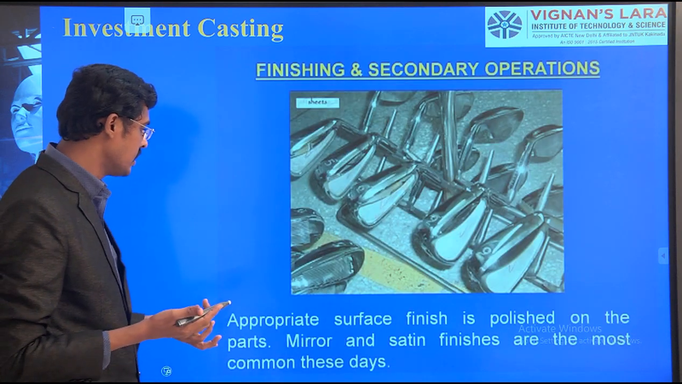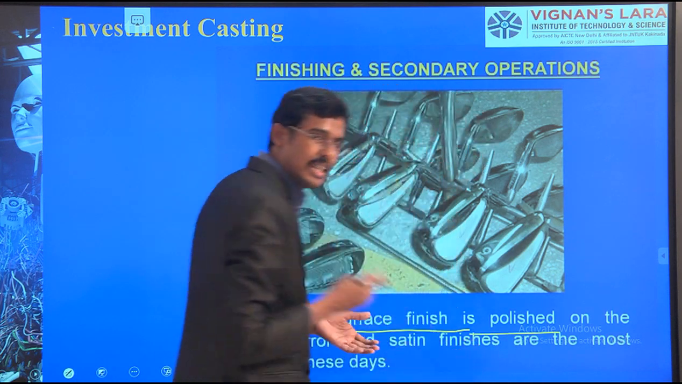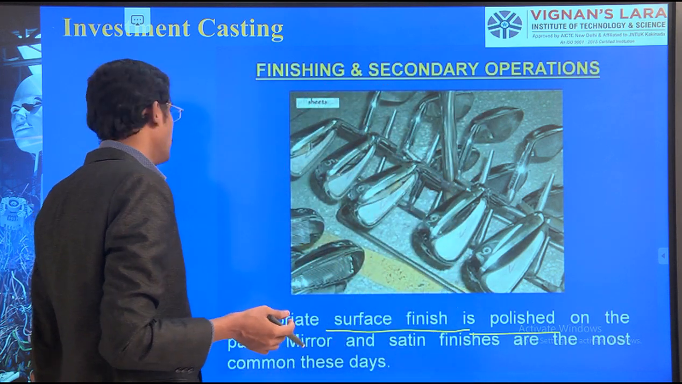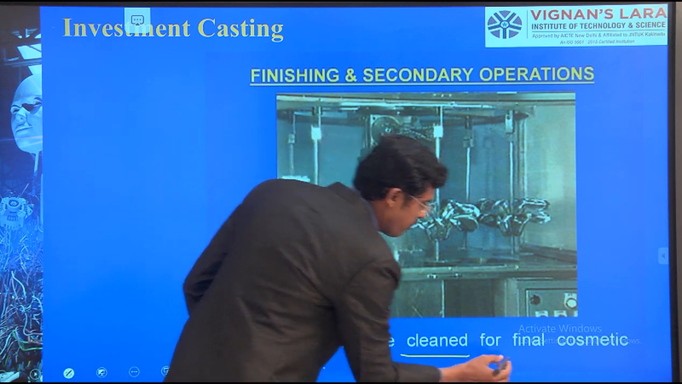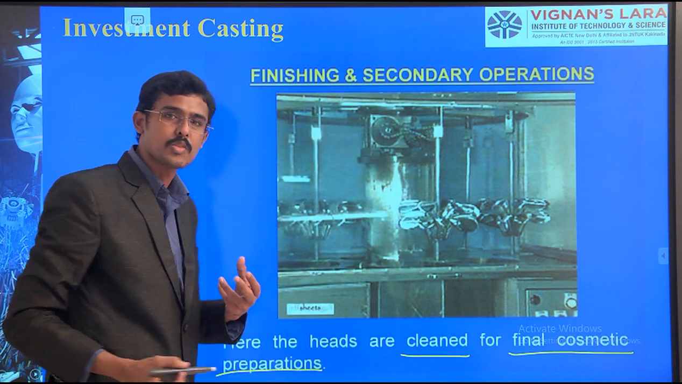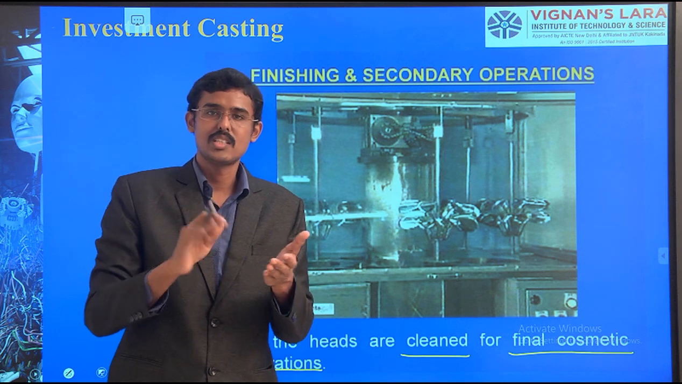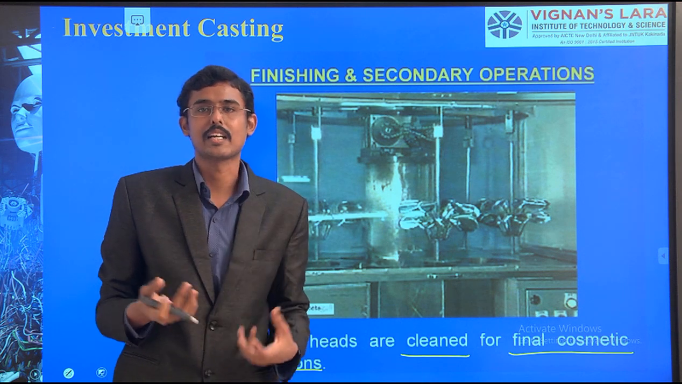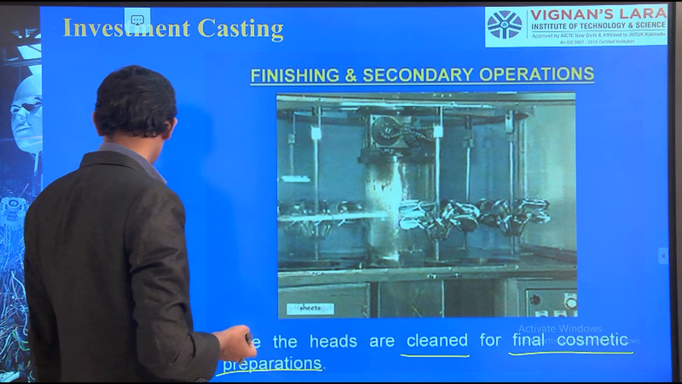After that, if needed, we can go for surface finishes. Surface finishes, polishing, painting, coating, those things we can do. See, here the heads are cleaned for final cosmetic preparation. What is the final cosmetic preparation? We are painting, and then in a neat way, varnishing, converting it into a high polished, shining material. Such cases we can do here.